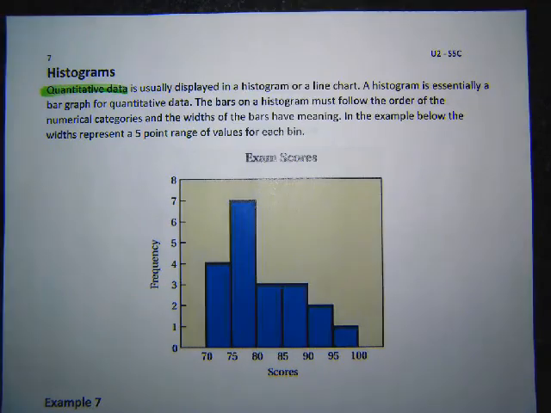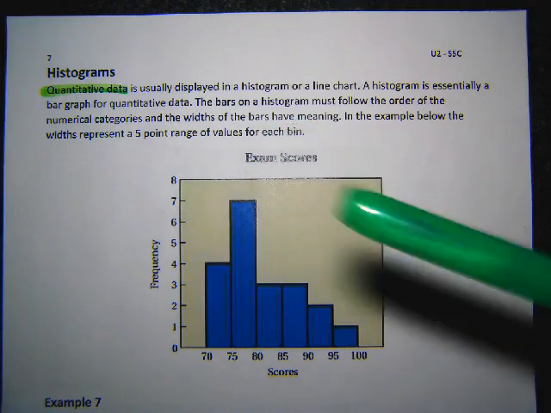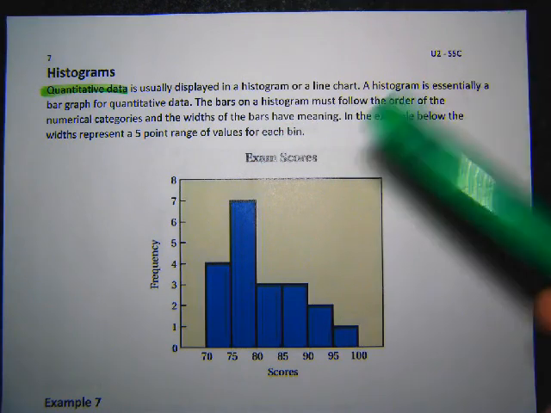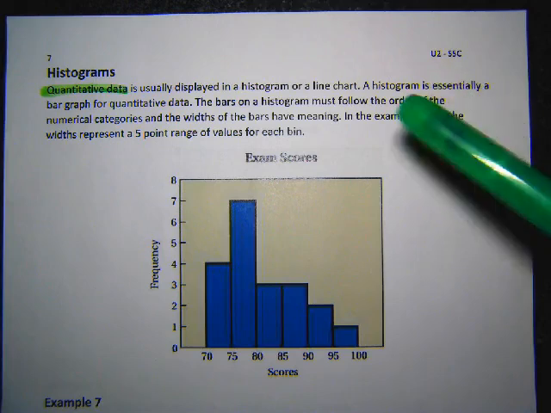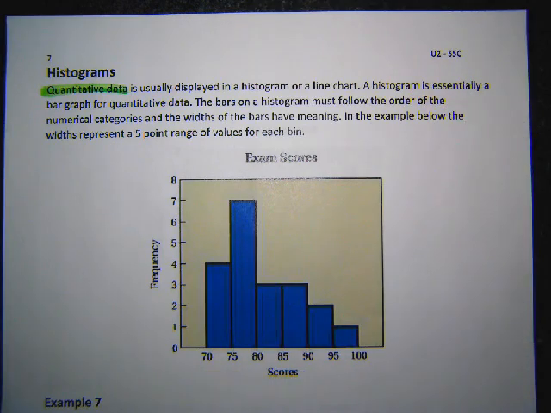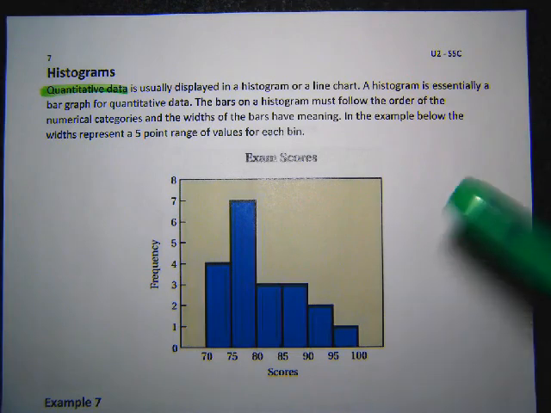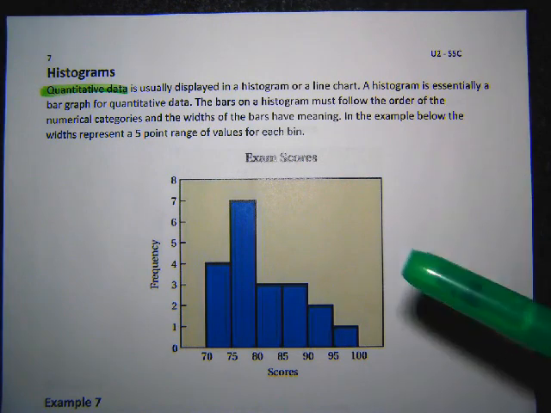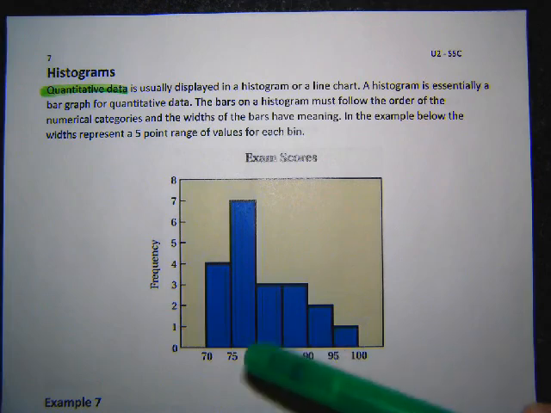In fact, histograms are a really important part of statistics because a lot of data in statistics is quantitative and it's given in histograms. A histogram is essentially a bar graph with quantitative data. Bars on the histogram must follow the order of numerical categories. So a lot of times the numbers will have an order, so we'll keep them in order. There are types of bar graphs that don't have them in order, but those actually have different names. If it's a histogram, it'll be in order.